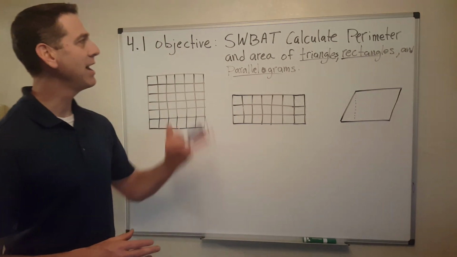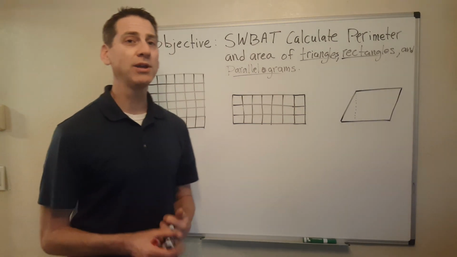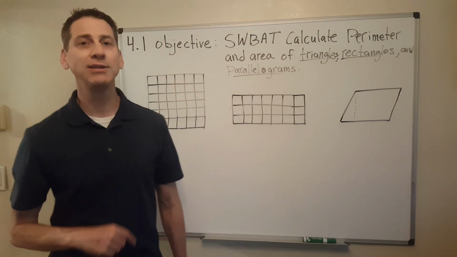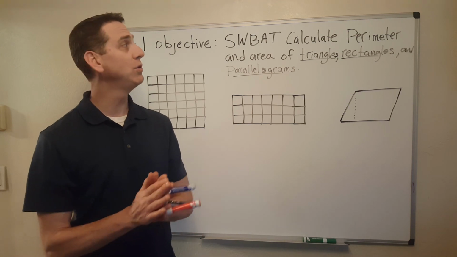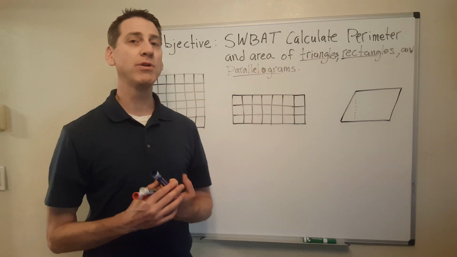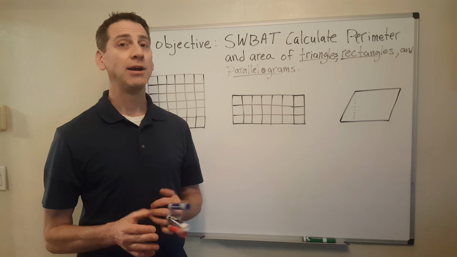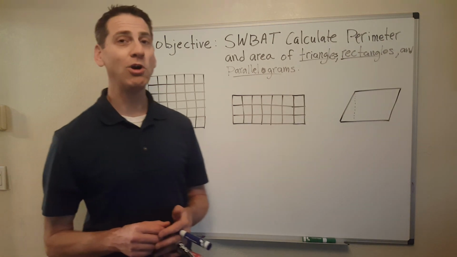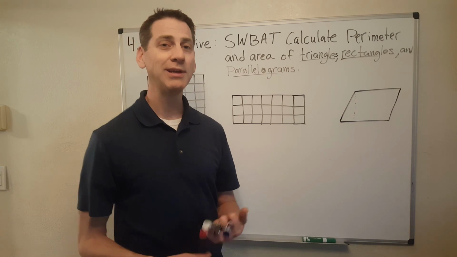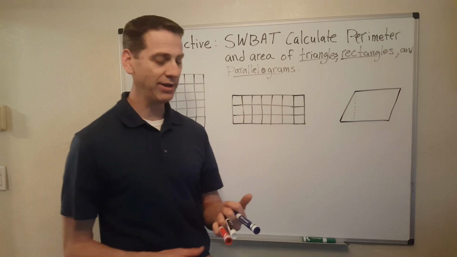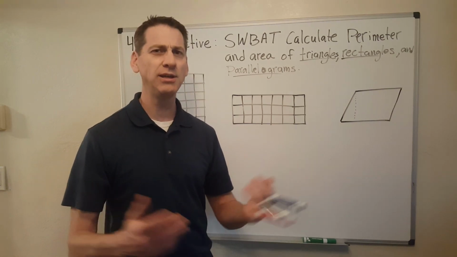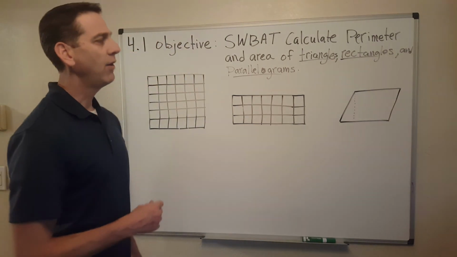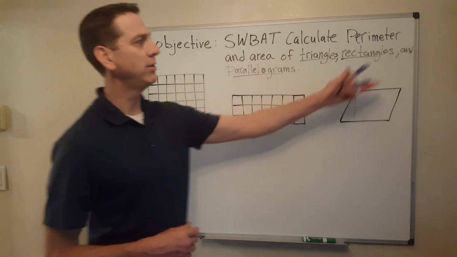All right, so tonight we're going to be looking at Unit 4, Lesson 1. Our objective is that students will be able to calculate the perimeter and the area of triangles, rectangles, and parallelograms. So I hope you're tuning in and taking notes because this is going to be very relevant not only to the GED test but also to your life as well. All right, so let's start with perimeter.